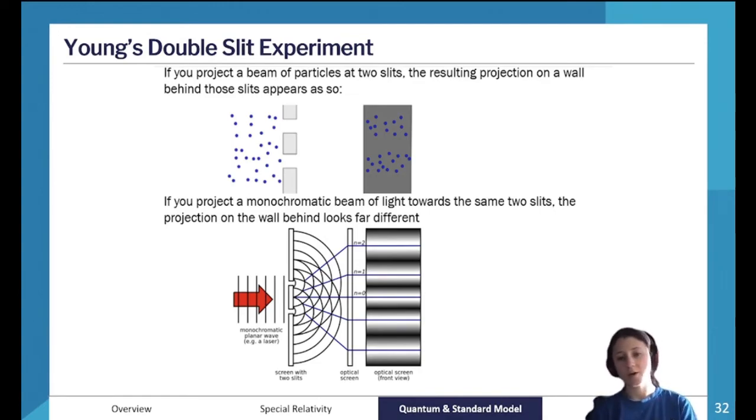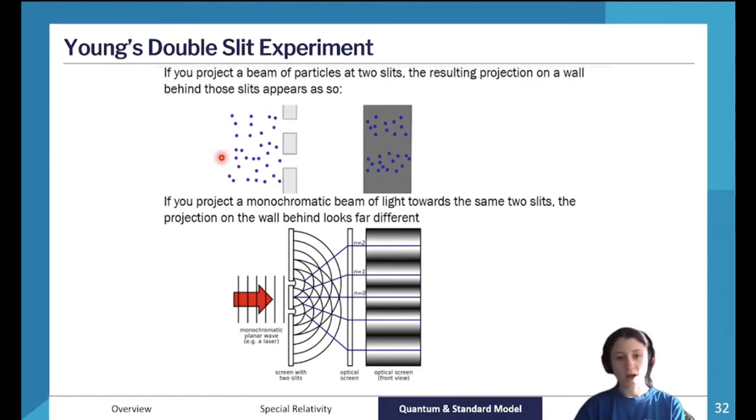Essentially, what happened is our scientist named Young, he got a sheet of material and he cut two slits in the sheet. That's what you can see here. Two slits in the sheet. And he shone light through. And he observed something on the other side which was shocking at the time. So, let's have a look.